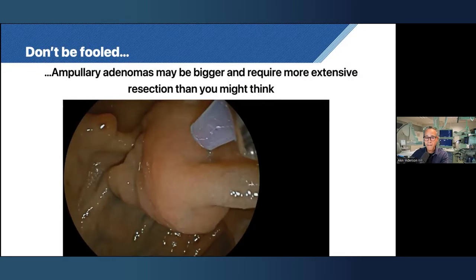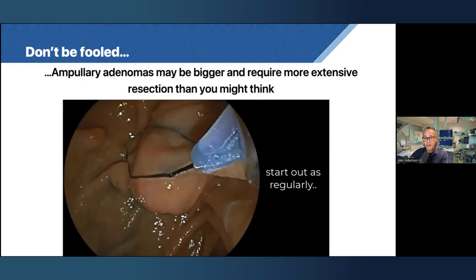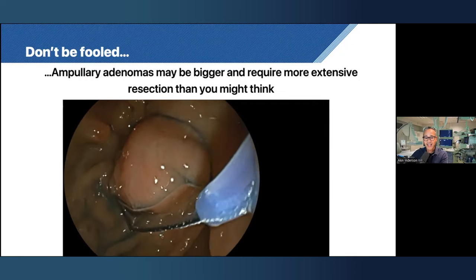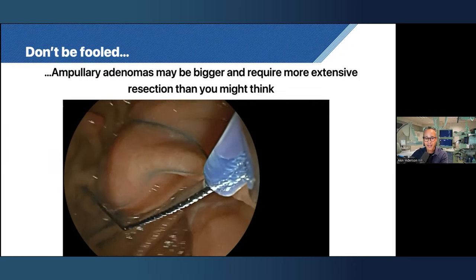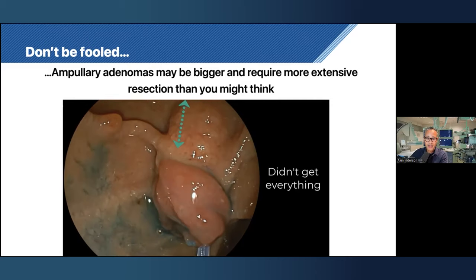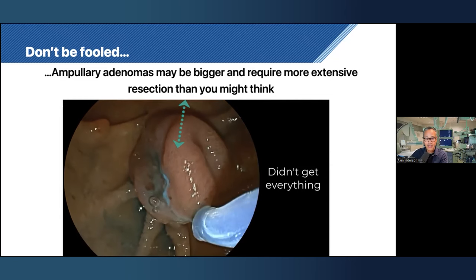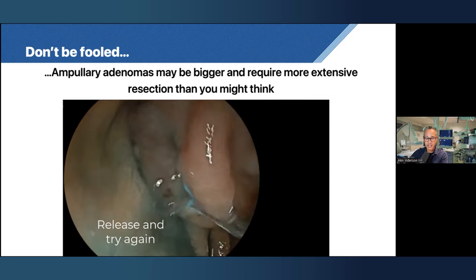But don't be fooled. Ampullary adenomas may be bigger and require more extensive resection than you might think. And I have a little video about this. Not one of my proudest procedures, but I think it's necessary to show you here. So I noticed that I didn't get the entire lesion, so I let go of the snare and repositioned it.